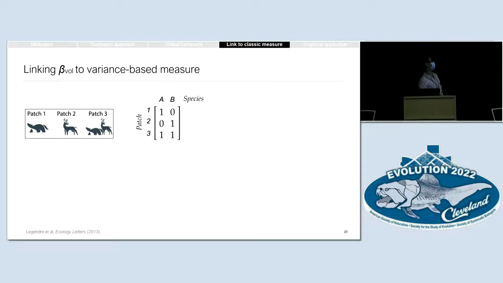So let's again visit our old friends, this metacommunity with 3 patches and 2 species. This is a metacommunity matrix.